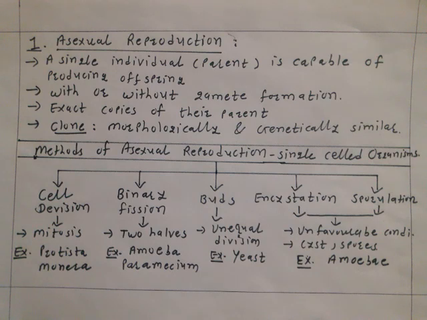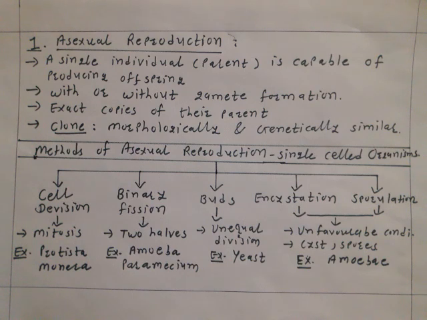First, cell division. What do you mean by cell division? When a cell divides mitotically, two cells are formed, and these two newly formed daughter cells are exact copies of their parent. This method is very common in Protista and Monera.